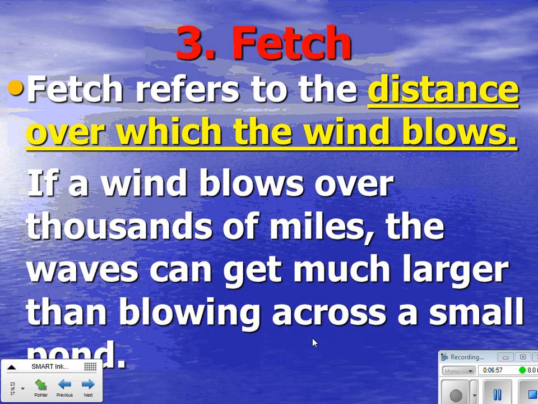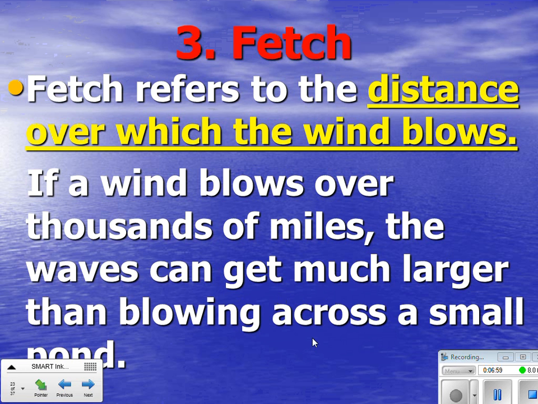And the third thing is called fetch, which refers to the distance over which the wind blows. If a wind blows over thousands of miles, the waves can get much larger than blowing across a small pond. So again, think about that as like the ocean. Oceans have lots of waves that can get very tall versus, of course, a pond. They're going to be pretty small.